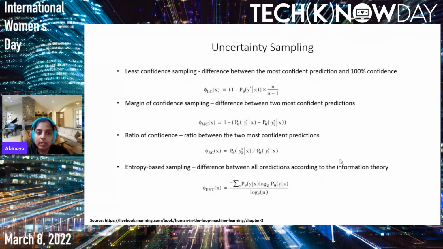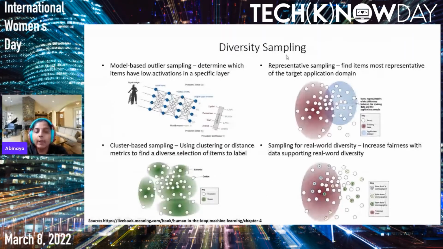The next method that we saw was diversity sampling. Even under diversity sampling, you have 4 different methods. The first one is model-based outlier sampling. Here, what we want to do is sample the data points which have low activations in the last layer. So before the output layer, there will be a hidden layer, right? In the hidden layer, whichever data points, whichever classes have less activation, you will pick those data points for tagging.